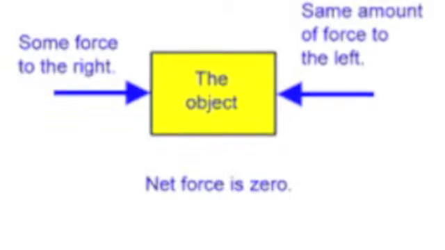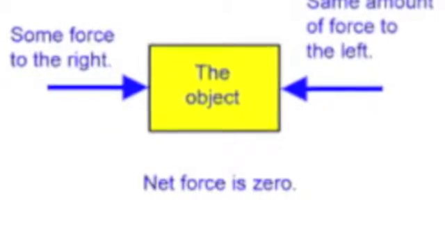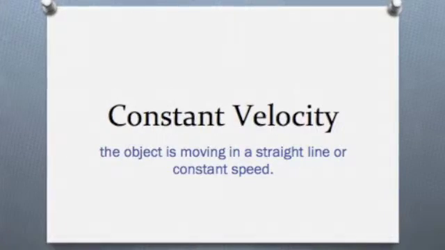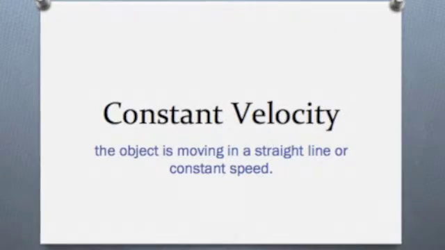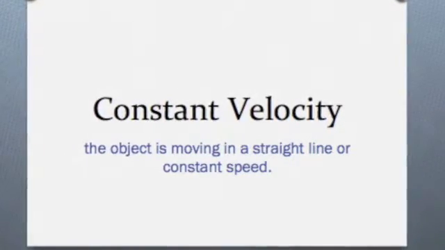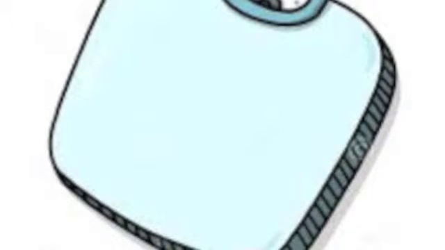Sean realized if the net force is 0 on the plane, then the plane will remain at a constant velocity. Constant velocity means the object is moving in a straight line or constant speed. In this case, it would remain still. Sean got a scale and weighed the plane to figure out all of these calculations.